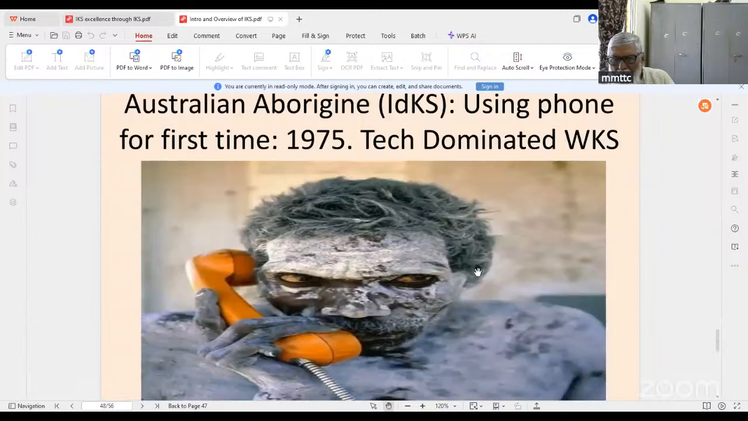And you can see in Australia, this is the first time an Australian Aborigine, who is also distantly related to the Andamanese people, who have been living there for the last 50 to 60,000 years, maybe even 1 lakh years. But now the white people have taken over. Okay. He was using a phone. You see how dominating technologies are, even the indigenous population start using technology because it's very convenient. Okay.